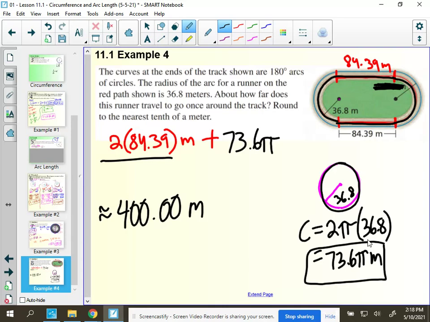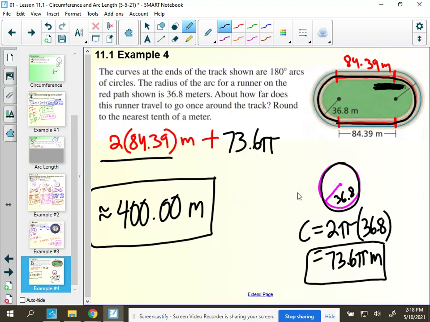So about 400 meters. It was so exact, which, believe it or not, is your typical one lap, what most people would say is one lap around a traditional track. So anyways, that's neither here nor there. 400 meters.